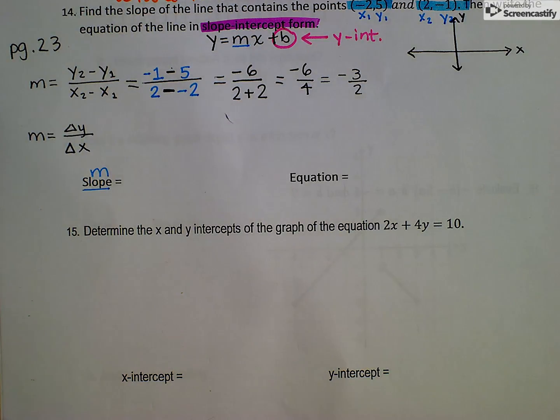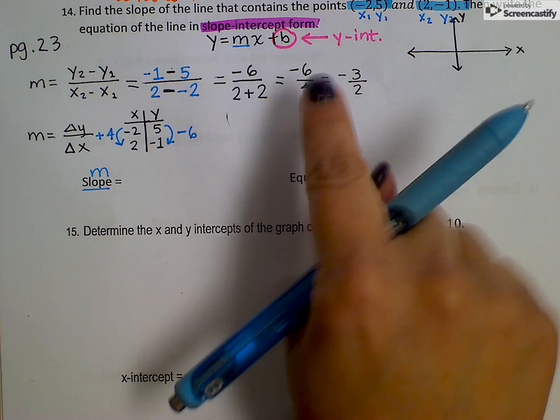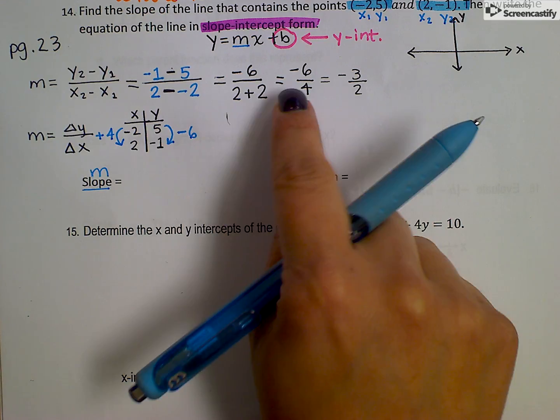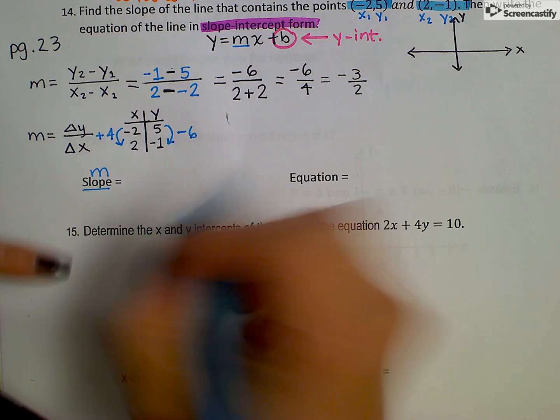Now I can do this same exact math without getting confused here on a table by first identifying the change in y is decreasing by 6, simply counting with my fingers, and the change in x is increasing by 4, again leaving me with my change in y over my change in x, and I get the exact same answer.